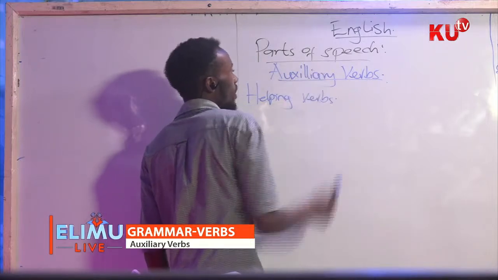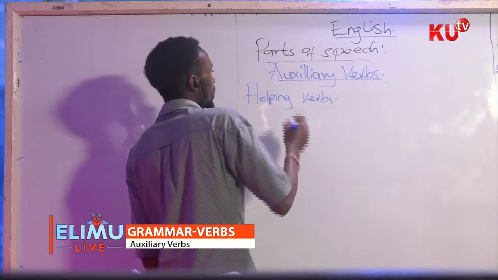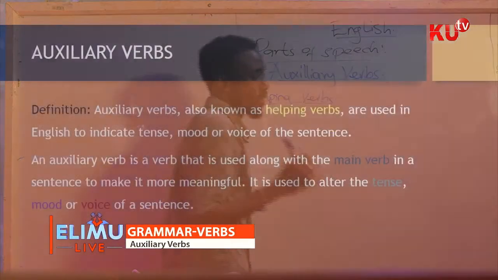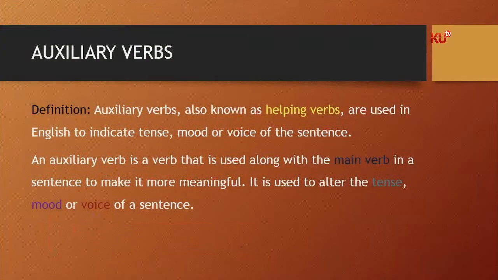So these auxiliary verbs can also be referred to as helping verbs, because auxiliary verbs are used in English to indicate tense, mood, or voice of the sentence. An auxiliary verb is a verb that is used along with the main verb in a sentence to make it more meaningful. It is used to alter the tense, mood, or voice of a sentence.